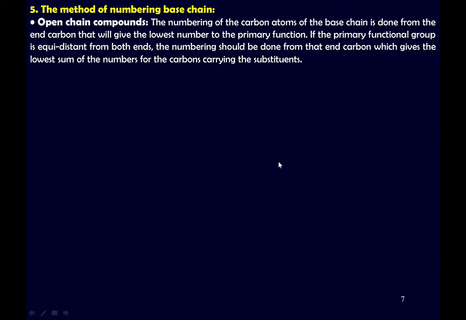In open chain compounds, the numbering of the carbon atoms of the base chain is done from the end carbon that will give the lowest number to the primary functional group. If the primary functional group is equidistant from both ends, then the numbering should be done from that end which will give the lowest sum of the numbers of the carbons carrying the substituents, or the sum total of the locants should be lowest. So we are seeing here one example where we can go from both sides and get different locants.